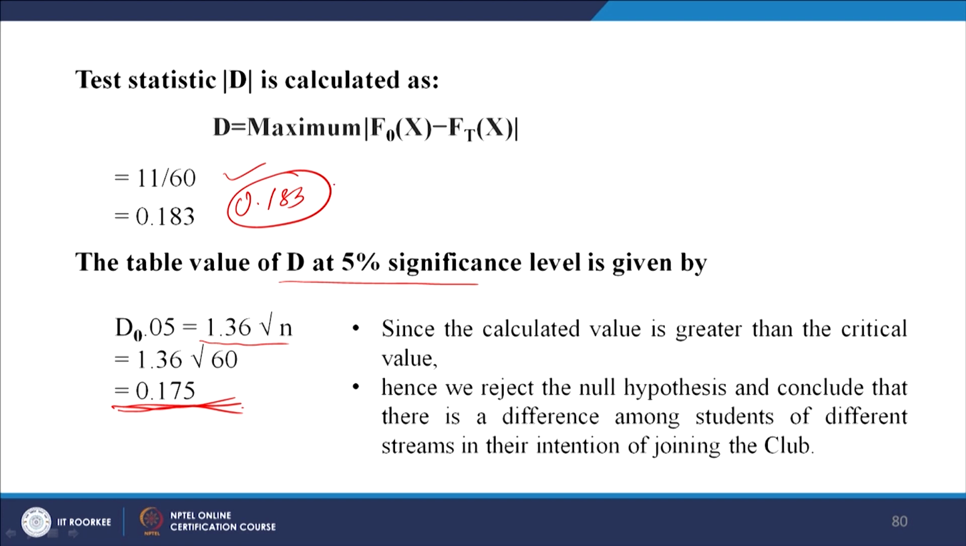So, since the calculated value is 0.183 and the table value is 0.175, which is bigger? The calculated value is bigger than the table value. So, what should you do in this case? Since it is bigger, it falls outside the acceptance region, so you reject the null. Since the calculated value is greater than the table value, we reject the null hypothesis and conclude that there is a difference among students of different streams in their intention of joining the club.